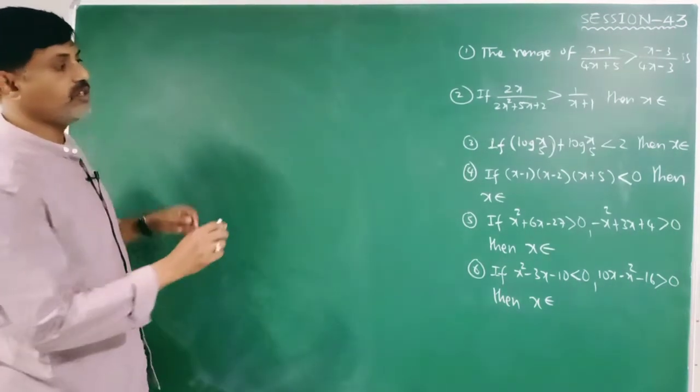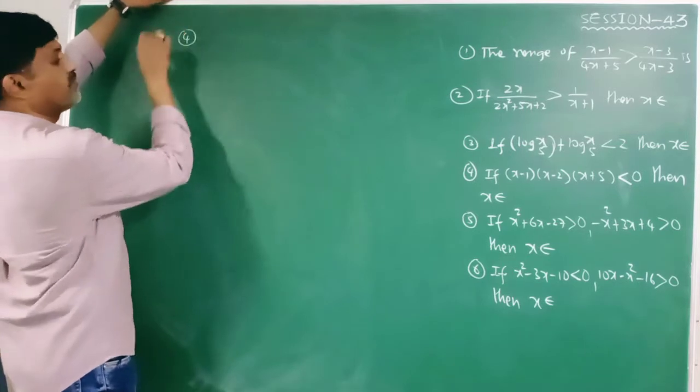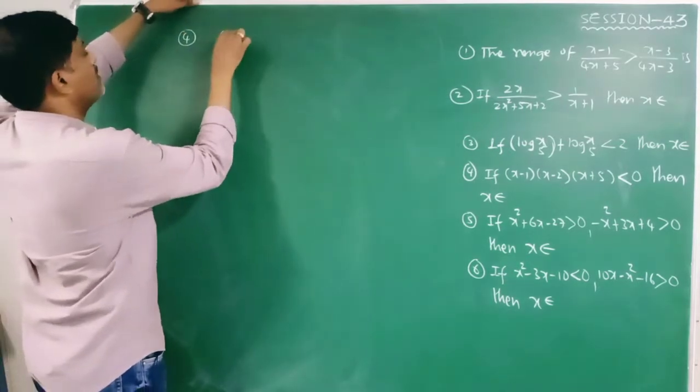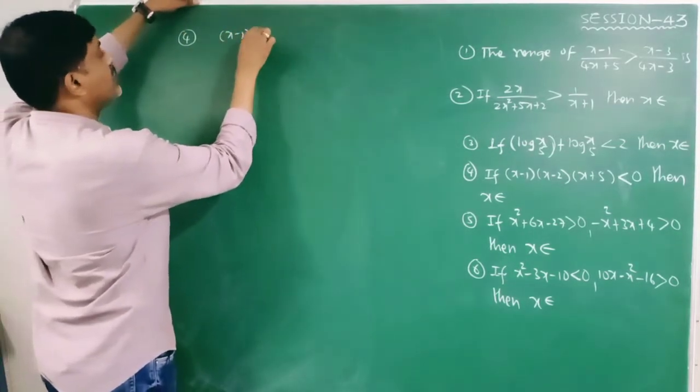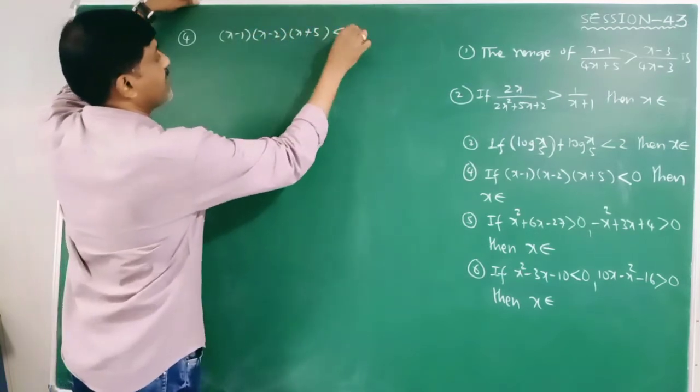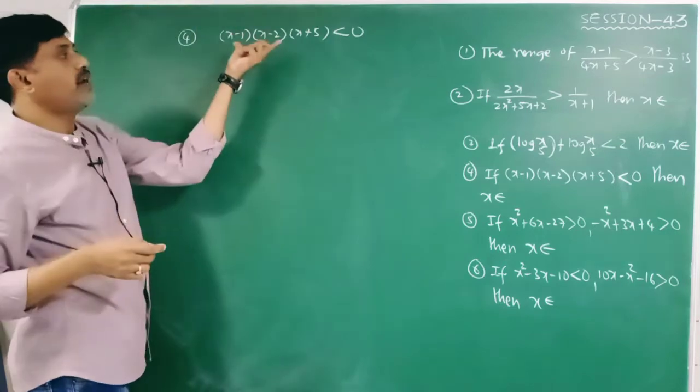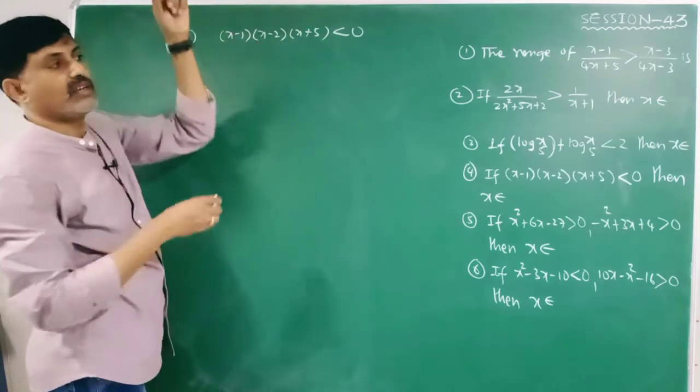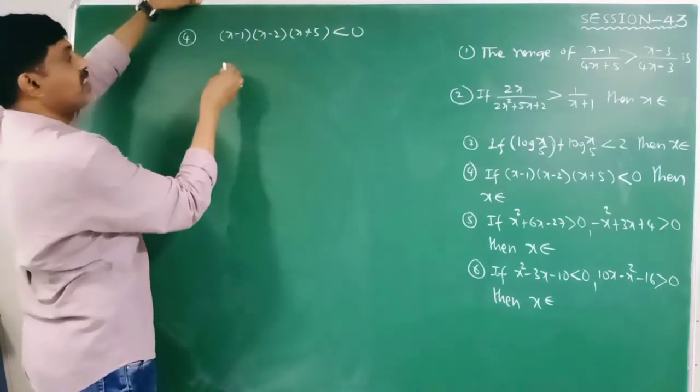Okay students, move on to the next question, the fourth one: x minus 1 into x minus 2 into x plus 5 is less than 0. Already I gave the factors. The product of 3 factors is less than 0. Here we have to write the critical points.